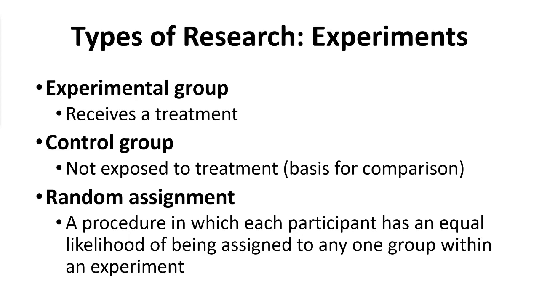Now, to decide which of your subjects, which of the participants in your experiment end up in your experimental or control group, we have a special procedure that we would use to decide who goes in which group. And this procedure is random assignment. And random assignment basically is a setup where each participant has an equal likelihood of being assigned to any one group within an experiment. So of the people who are going to be in your experiment, they have an equal chance of being in your experimental group or being in your control group.